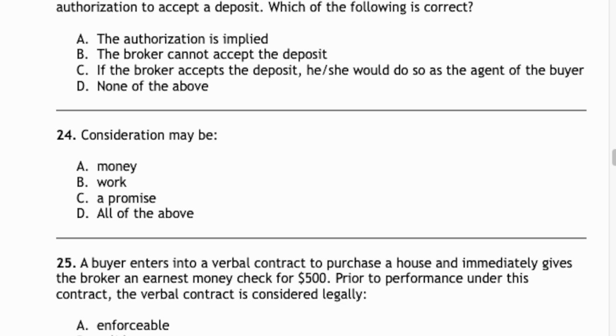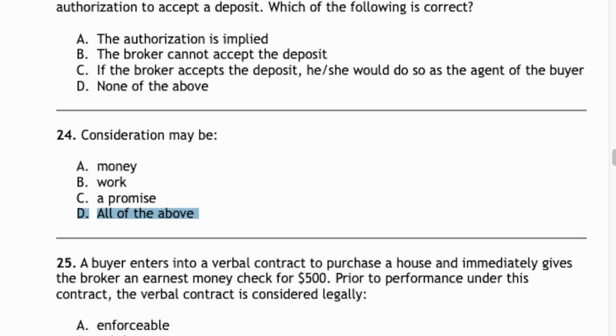Considerations may be, like a promissory note. It doesn't need to be money, but there has to be some type of consideration. So I think I've just given you the answer. Is it A, money, B, work, C, a promise, or D, all of the above? The answer is D, all of the above.